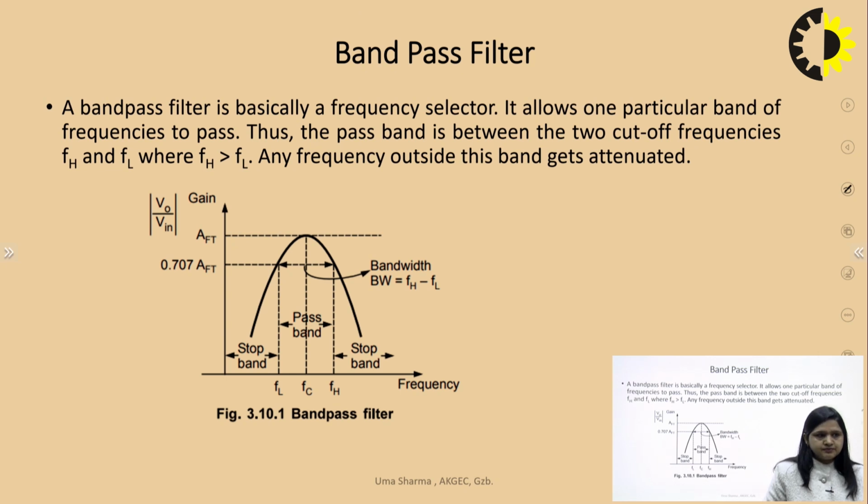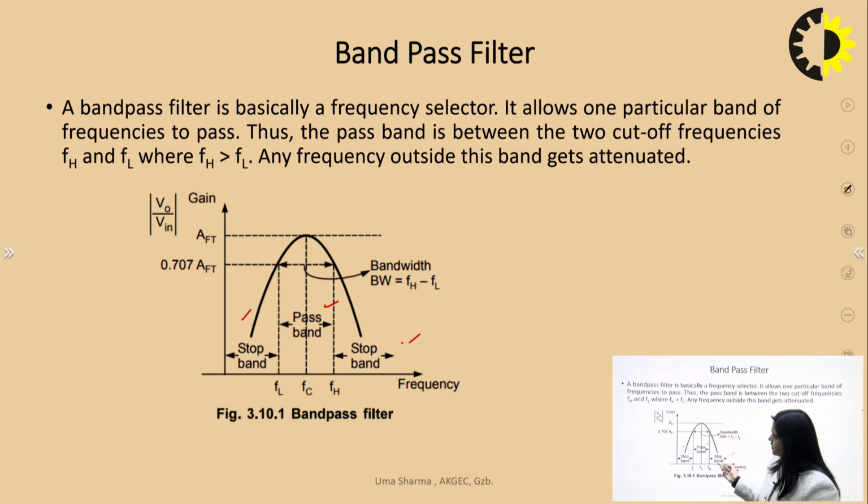outside this band. From this diagram you can see the frequency response, and this is the pass band, which shows the filter will pass all the frequencies which lie under this band, FL to FH. The stop band means the filter will attenuate or discard all the frequencies under the stop band, whether low or high. So, there are two stop bands in a band pass filter. That's why this is known as band pass: a particular band is passed.